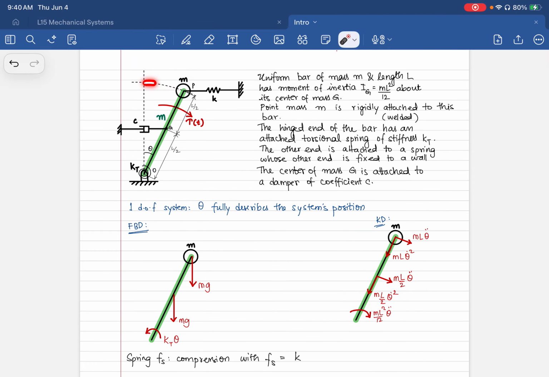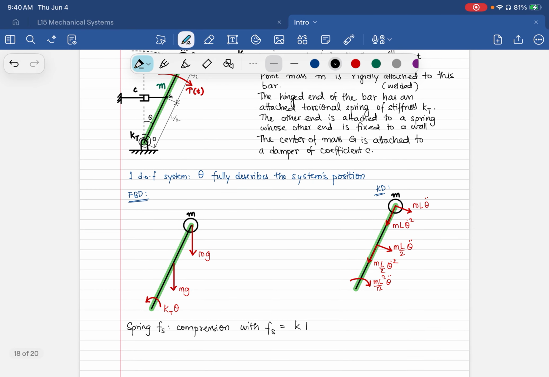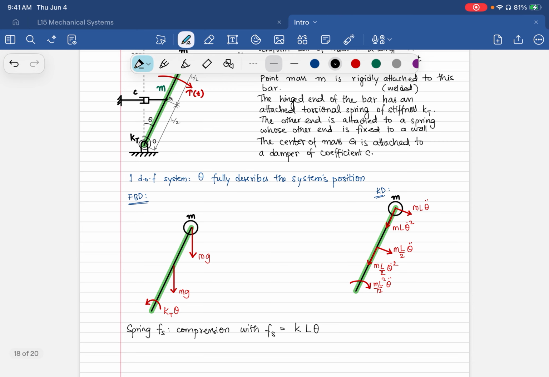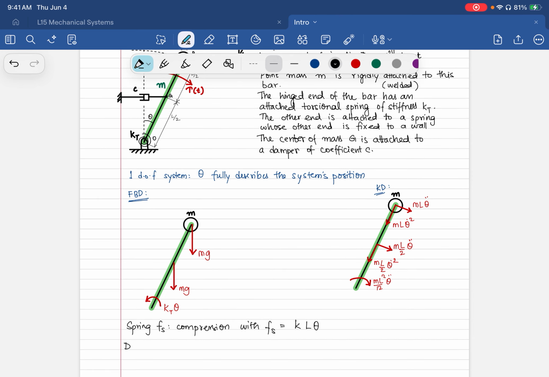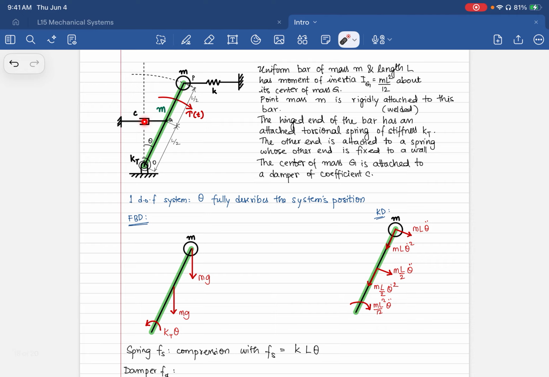Now, why am I saying that that arc length is the same as a deflection here? That's because we assume that the spring remains horizontal and that this is a very small amount of deflection. So that's how it becomes K L theta. The L theta is a deflection. And the damper has a force Fd, which is going to be related to the speed of this point here.